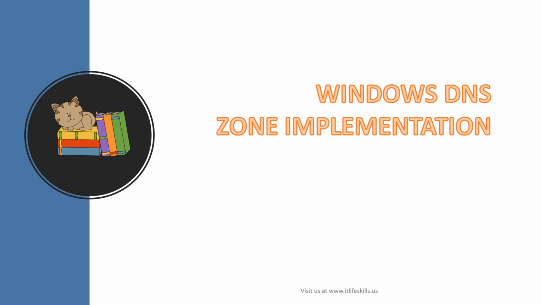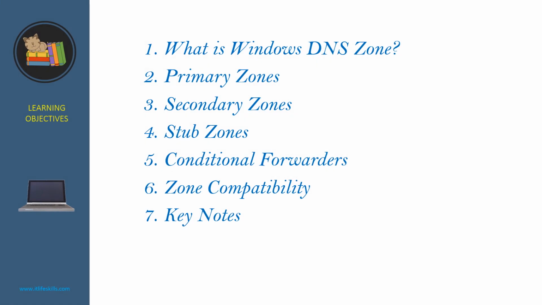In this lesson, we will learn about Windows DNS zone implementation. We will first start with answering the question, what is Windows DNS zone? Then we will learn more about primary zones, secondary zones, stub zones. After that, we will learn about conditional forwarders, zone compatibility. Finally, we will sum up our lesson with the keynotes.